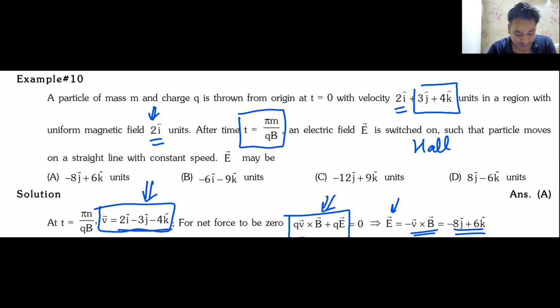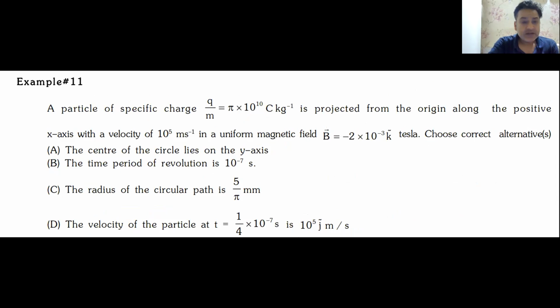That takes us to the last question of this class today, and it's a simple one. Again, it's a multiple choice question, so you must be careful because most tough questions are definitely multiple choice. A particle of specific charge ratio q by m is projected from the origin along the positive x-axis with a velocity 10 to the power 5 meter per second in a uniform magnetic field B equal to -2 into 10 to the power -3 k Tesla. Choose the correct alternatives and I'll give you 2 minutes to do this. The most difficult question. Multiple choice.